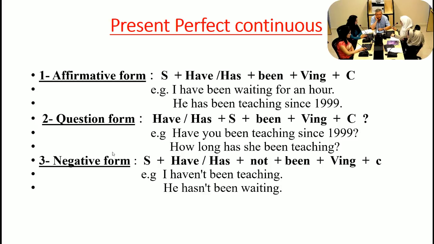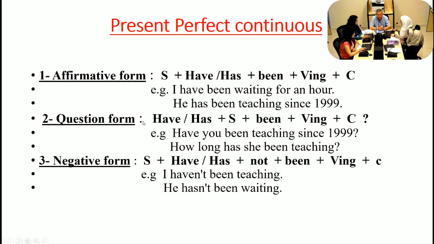In the question form, we use have or has at the beginning plus the subject plus been plus verb ing. For example, have you been teaching since 1999? How long has she been teaching? But in the negative form, we start with subject plus have or has plus not plus been plus verb ing. I haven't been teaching. He hasn't been waiting. Yeah, it's very easy.